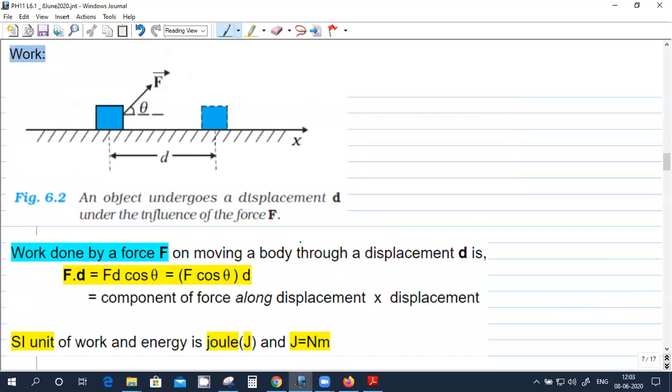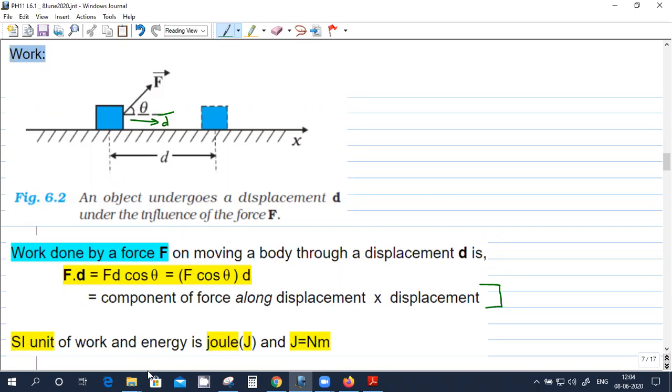Now with the understanding of the dot product of two vectors, we can define the work done by a force F as F dot d, where d is the displacement which is happening because of the application of the force. So work done is F dot d, which is equal to F into d into cos theta, because d is along this direction and the angle between F and d is theta. So it's F cos theta into d. This is a better way to remember it: the component of force along the displacement into the displacement.